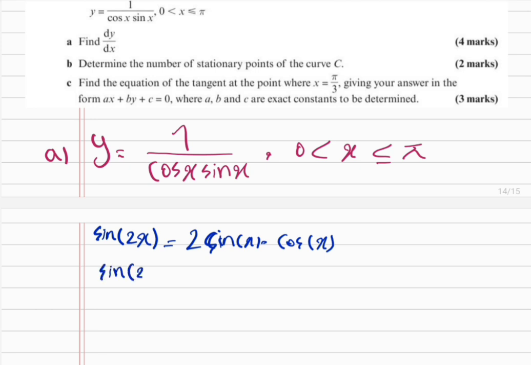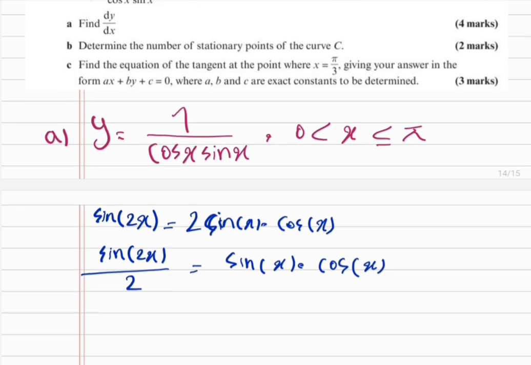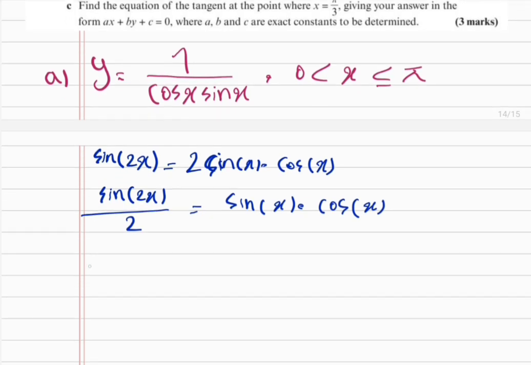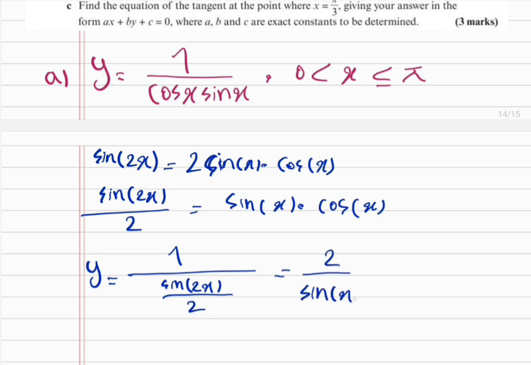In that case, we'll have sine 2x divided by 2 is equal to sine x times cos x, which is exactly the same as the denominator. So this allows us to write the function as y is equal to 1 over, and instead of cos x times sine x, we just write down sine 2x divided by 2, which is equal to 2 over sine 2x.